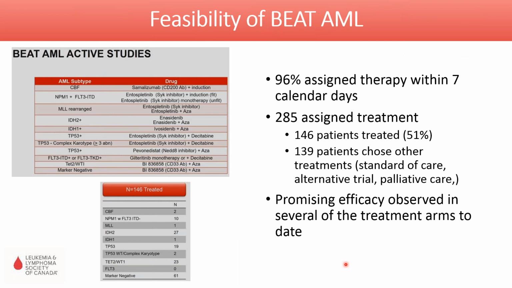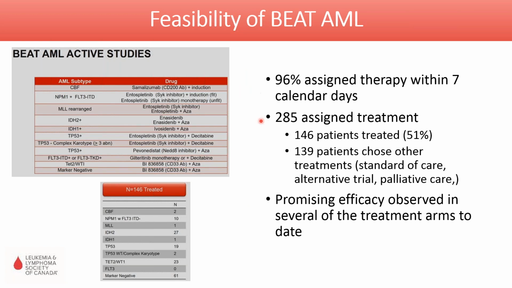So on the left in the box here is a list of different types of acute leukemia based on mutations that they were able to identify. And one of the most exciting things about this is that they were able to do this within 7 days of their diagnosis of acute leukemia.